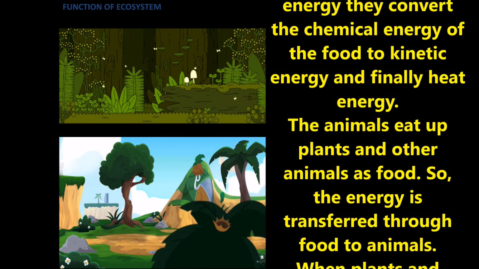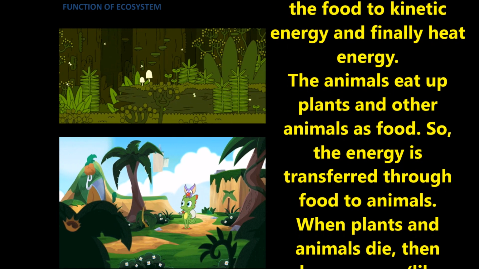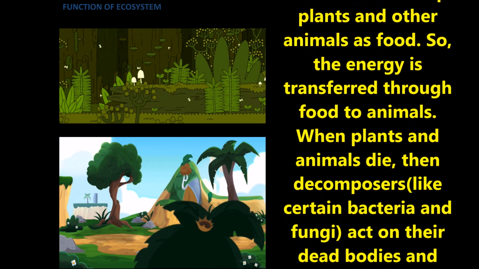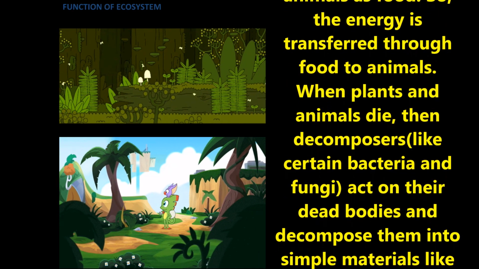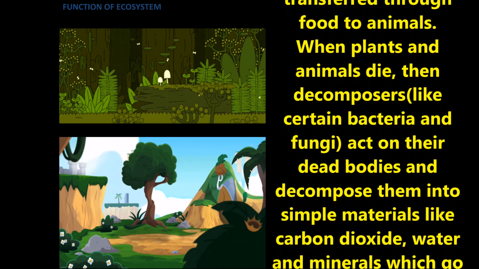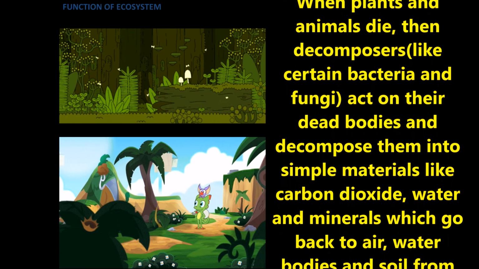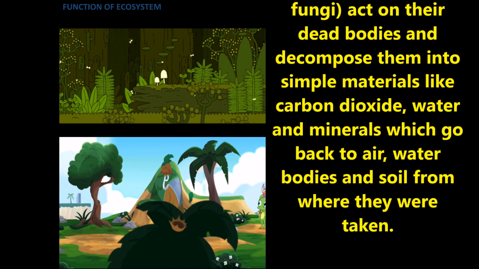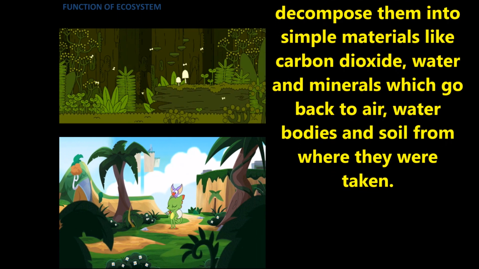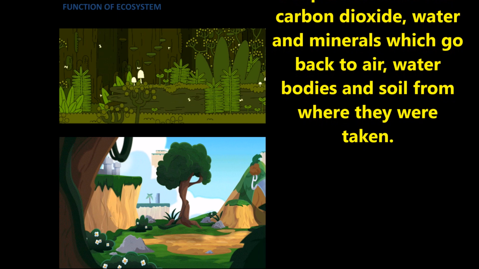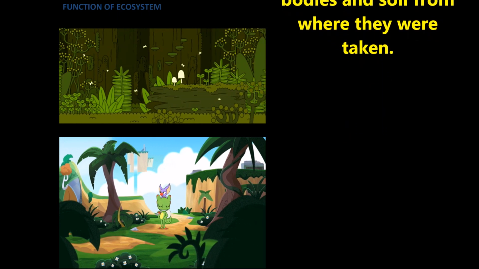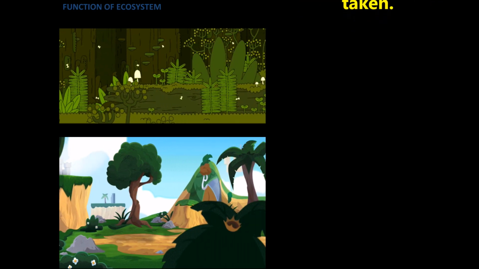The animals eat up the plants and other animals as food, so the energy is transferred through the food to animals. When the plants and animals die, decomposers like certain bacteria and fungi act on their bodies and decompose them into simple materials like carbon dioxide, water and other minerals, which go back to the air, water bodies and soil from where they were again taken.